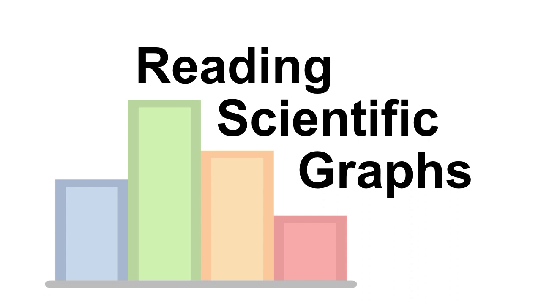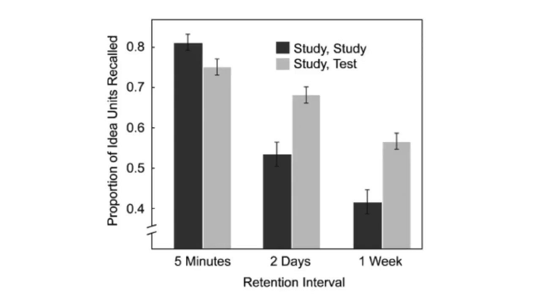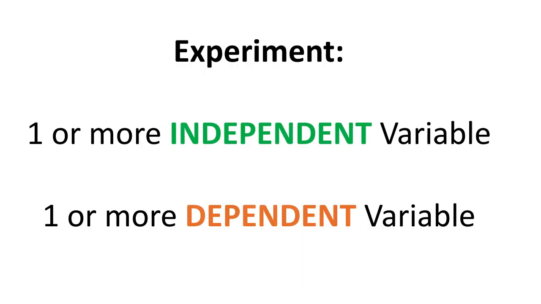In this video, we will go over the variables in a scientific graph. You were just asked to identify different variables in a graph of results from Study 1. Let's break down the types of variables we can have in an experimental study.